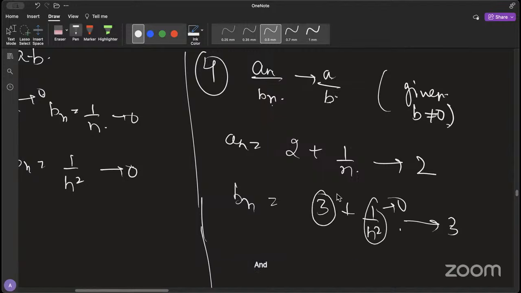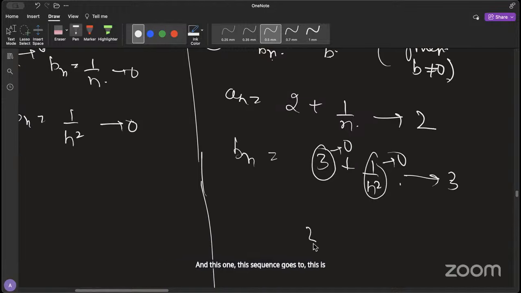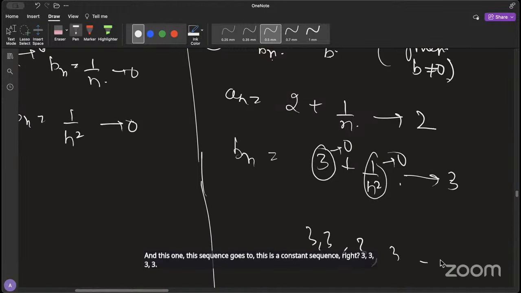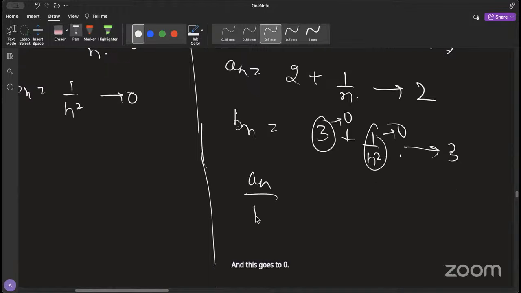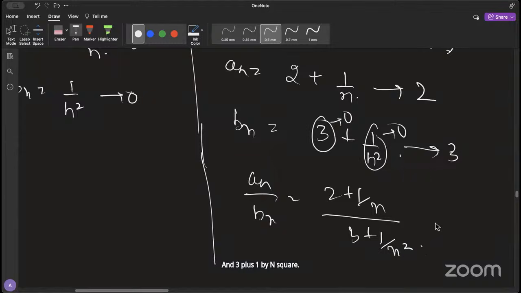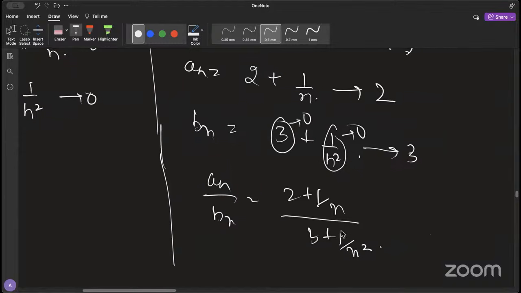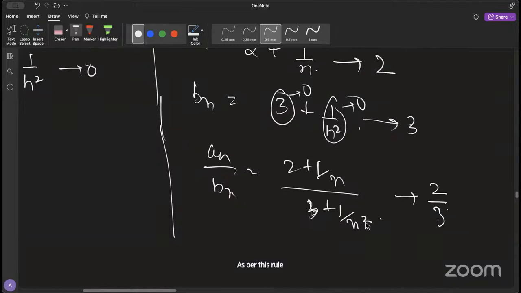And this one, this is a constant sequence, right? 3, 3, 3, 3. And this goes to 0. So An by Bn then will be 2 plus 1 by n over 3 plus 1 by n square. This should go to 2 by 3 as per this rule. Is this okay?